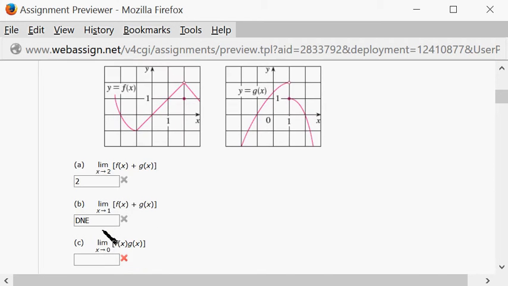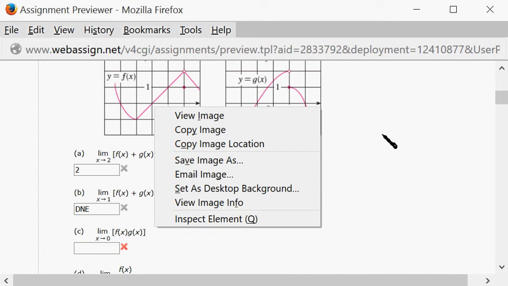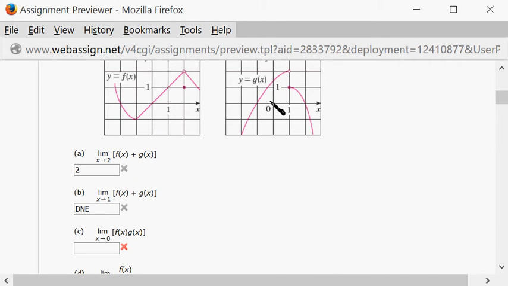Then you look at f of x times g of x as x approaches 0. f of x is approaching 0, and g of x is approaching some number here, 1.3-ish, but 0 times anything is going to be 0, so it's 0.